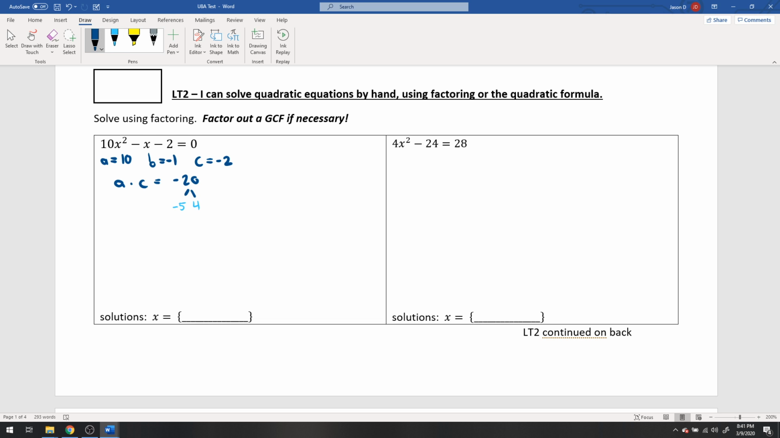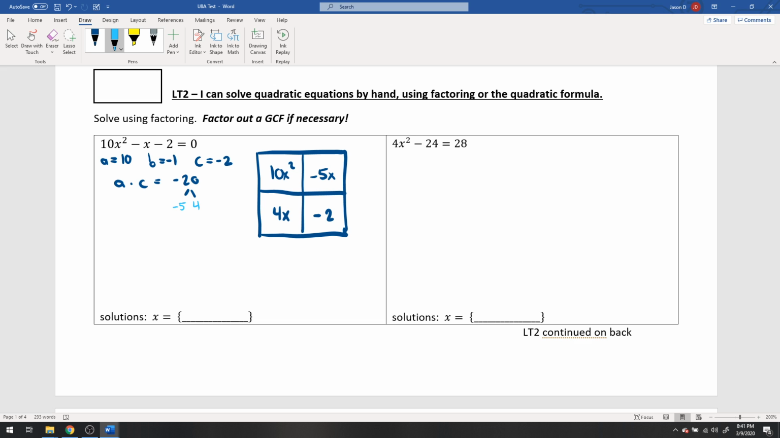We're going to use -5 and +4 here to build our 2 by 2 rectangle. This is how we find our GCFs, of course. I'll put in 10x squared from the original equation, minus 5x because of the split in light blue in our last step, 4x for the same reason. From the original equation, also -2 will go in that corner.